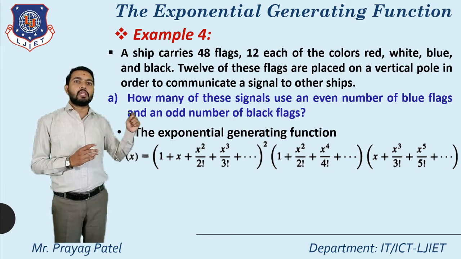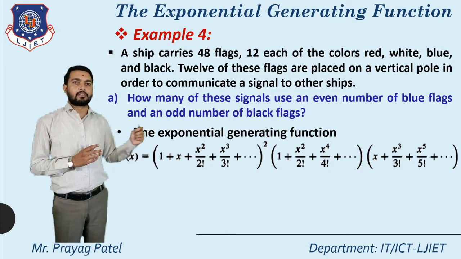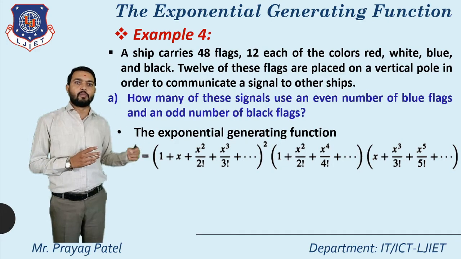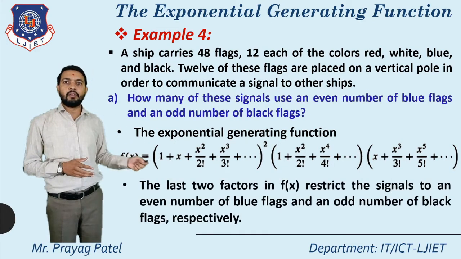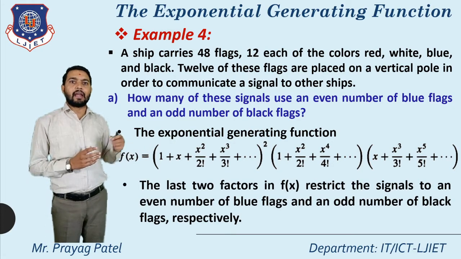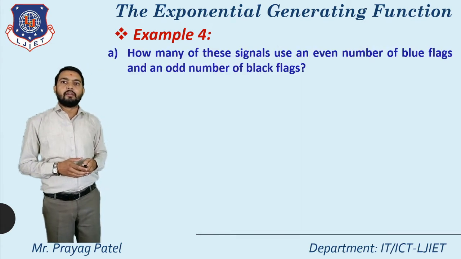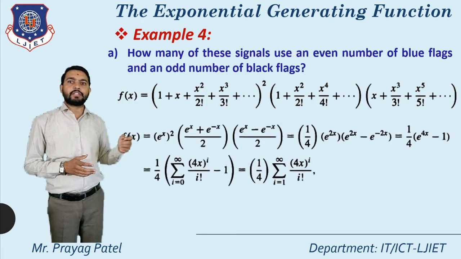So for that we use the odd number of black flags as 1, 3, 5 like this: x, then x cube by 3 factorial plus x raised to 5 by 5 factorial. Now the last two factors represent the conditions for the blue flag and black flag. Here we consider f of x equal to this equation.